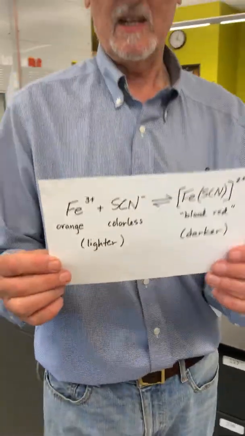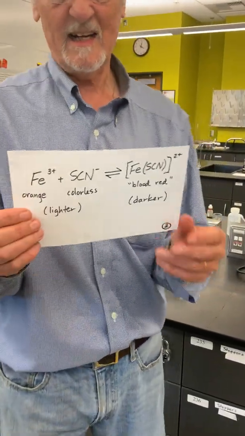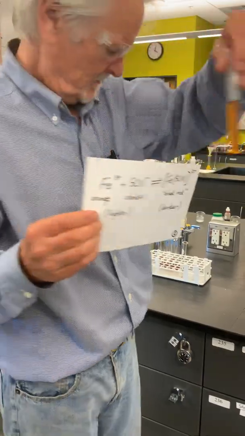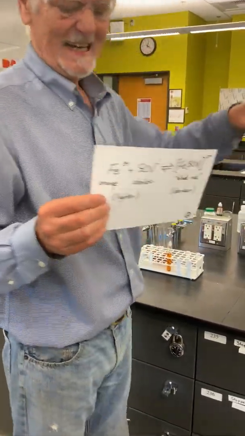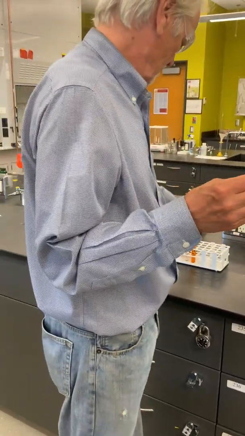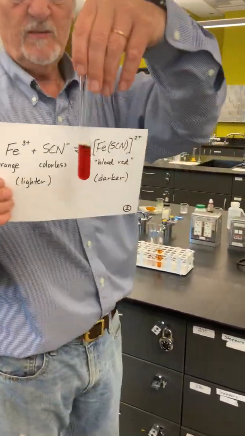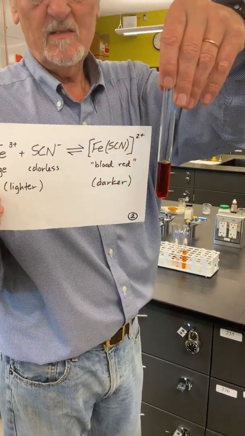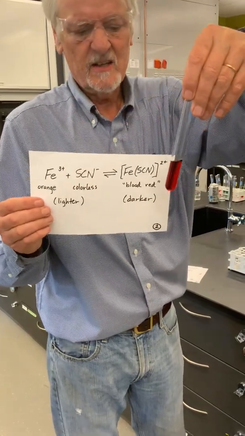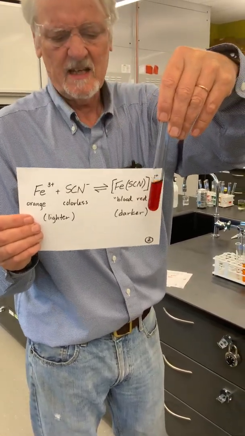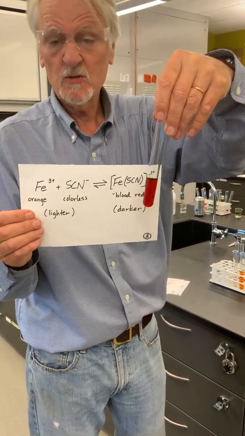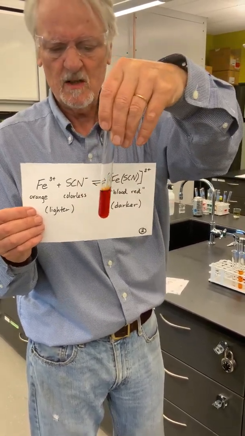The bottom line here is that the iron 3 ion in solution is sort of a pale orange. The thiocyanate ion in solution is essentially colorless, but when we mix them together, we get this beautiful blood red solution of iron thiocyanate. And so the difference in color here allows us to pretty easily test Le Chatelier's principle by introducing disturbances to the equilibrium.